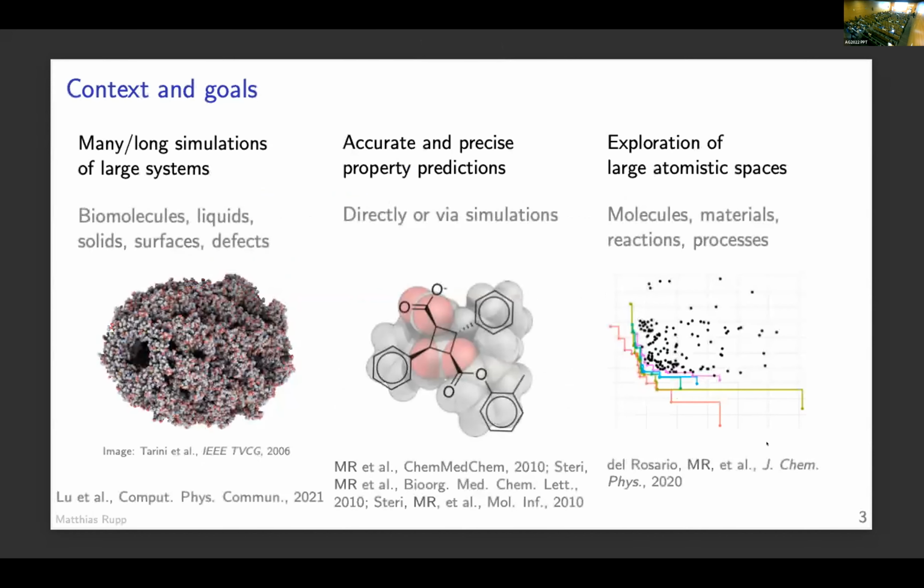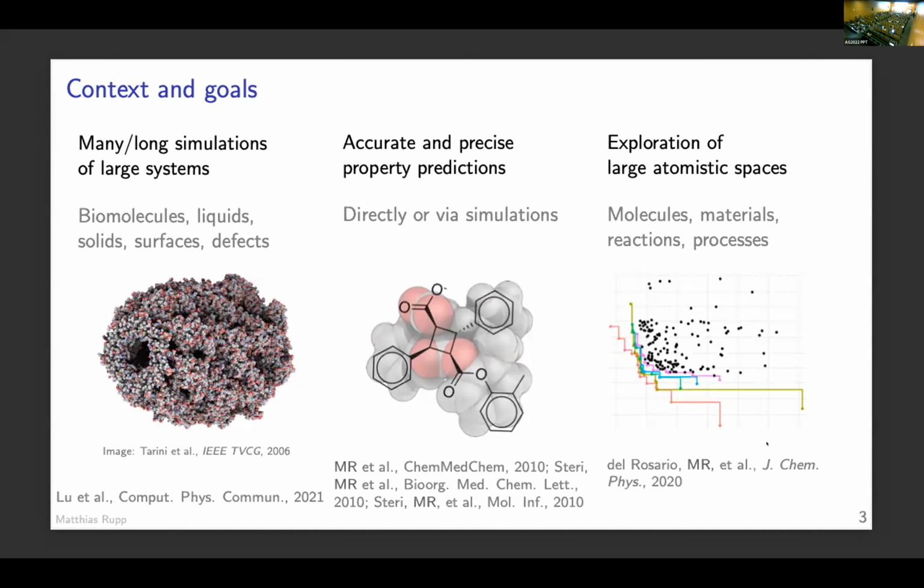So the context is similar to the previous speakers. In the right-hand side column, we want to be able to explore large chemical and material spaces. To be able to do that, we need to be able to make accurate and precise property predictions of these materials. We need to be able to navigate in the spaces, but we also need to be able to predict the properties. There are basically, in my mind, 2 approaches to this. One is a direct prediction based on some representation or approximation of the structure. So the cheminformatics approach, QSAR, QSPR.